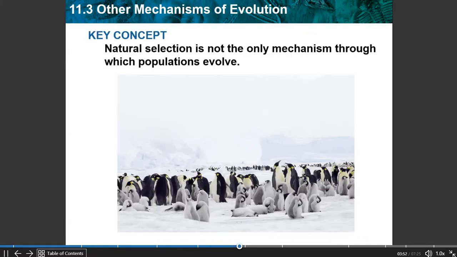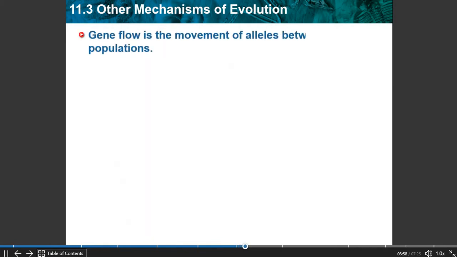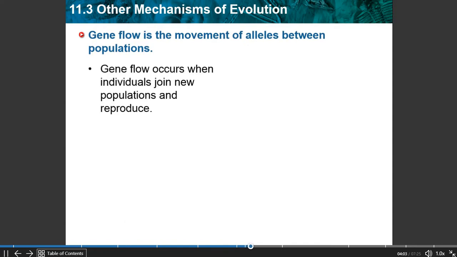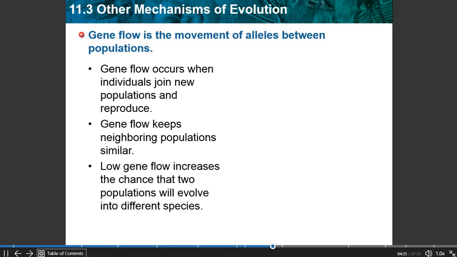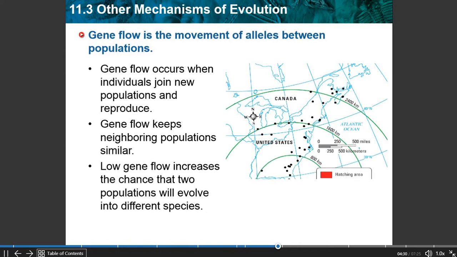Looking at section 3, natural selection is not the only mechanism through which populations evolve. Gene flow is the movement of alleles between populations. Gene flow occurs when individuals join new populations and reproduce. That means it's going to be immigration or emigration. An organism is going to be coming into a population or leaving, and they bring new genes in. Gene flow keeps neighboring populations similar. Low gene flow increases the chance that the two populations will evolve into different species.